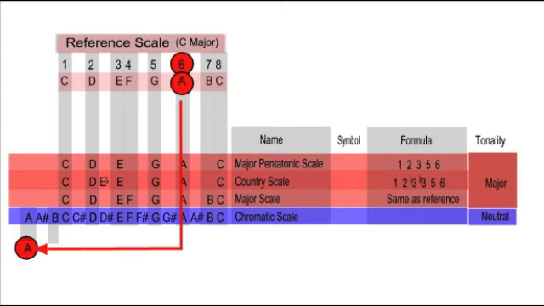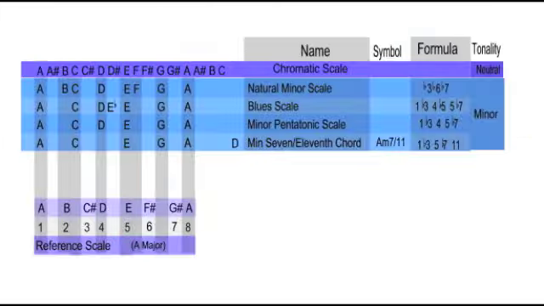And we simply build a scale starting on that note, using all the same notes as the relative major, in this case the C scale. So here you can see the result, the A natural minor scale being simply a rearrangement of the notes from the C major scale.